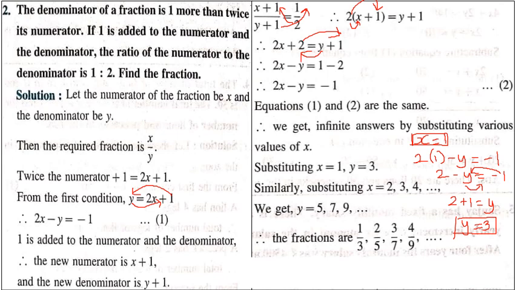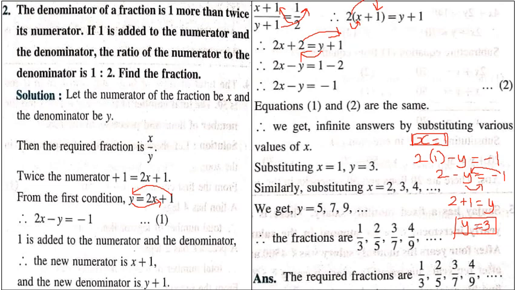So the fractions will be 1 upon 3 because x is 1, y is 3. Then if x is 2, y will be 5. If x is 3, y will be 7. If x is 4, y will be 9. So these are the fractions. So the required fractions are 1 upon 3, 2 upon 5, 3 upon 7, 4 upon 9 and so on.